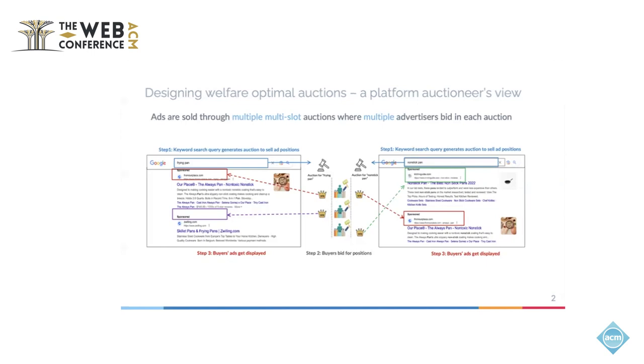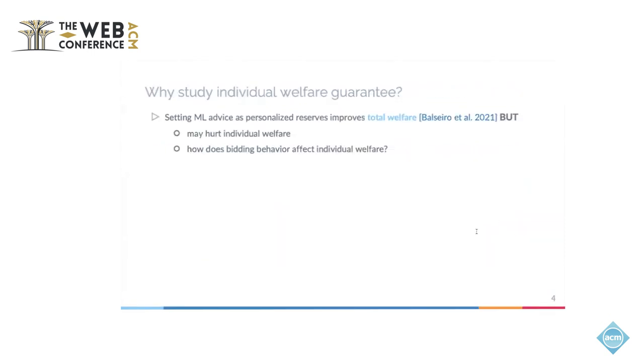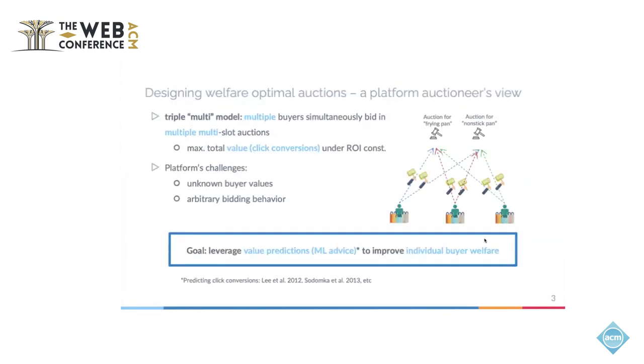So the conceptual model here is that we have multiple advertisers simultaneously submitting bids to multiple multi-slot auctions. And taking the platform's perspective, the main challenge is that we don't know these buyers' valuations, as many of the talks mentioned before, and buyers may adopt arbitrary bidding strategies.